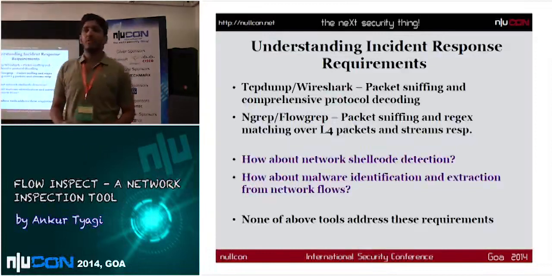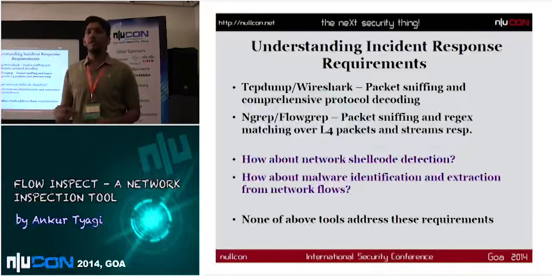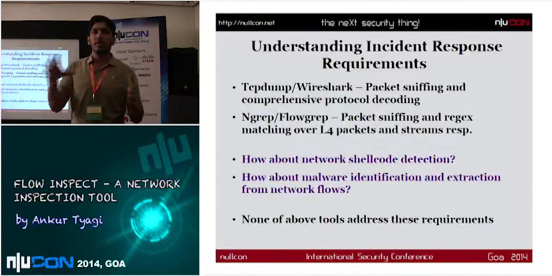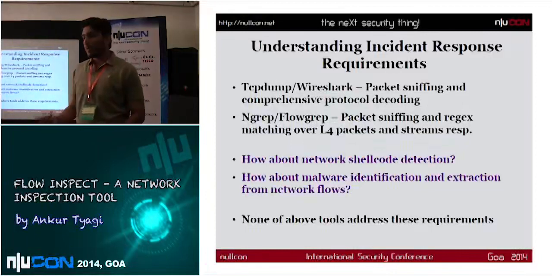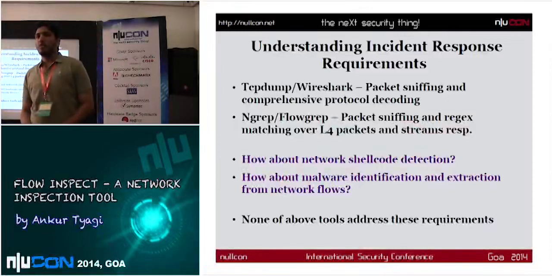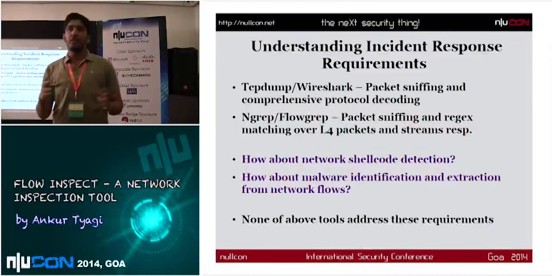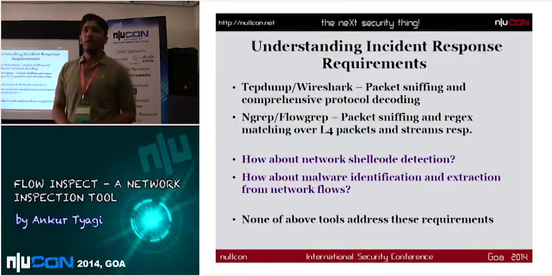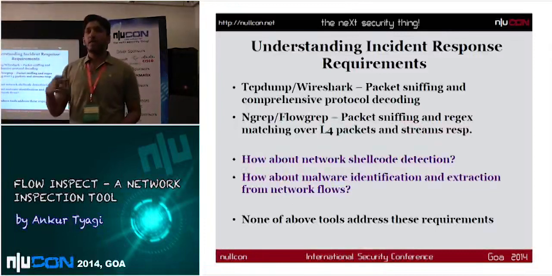FlowGrep is a tool that can actually extract TCP streams out of network packets. It can then use the regular expression, match that over the reassembled TCP stream. Now the problem with FlowGrep is that it cannot do shellcode detection on the wire. So FlowGrep can match regular expressions on network data, but since it's a POC tool, there are no features to detect shellcodes and malware in FlowGrep.